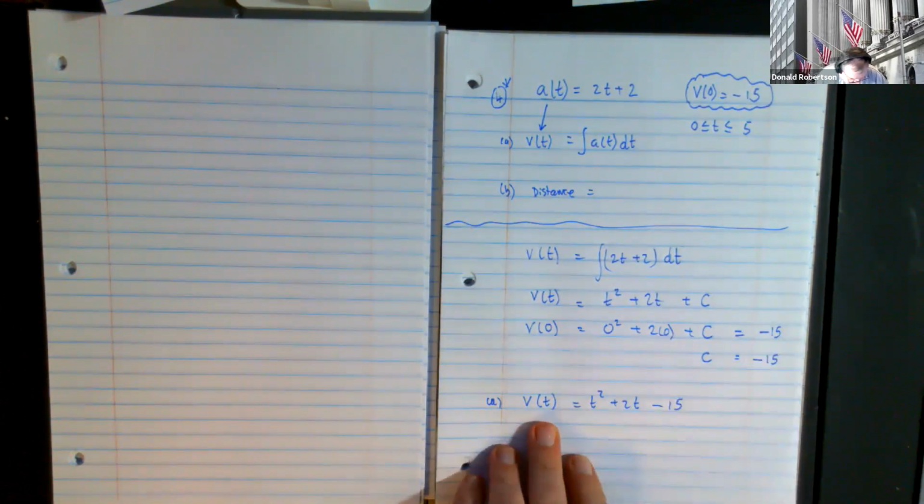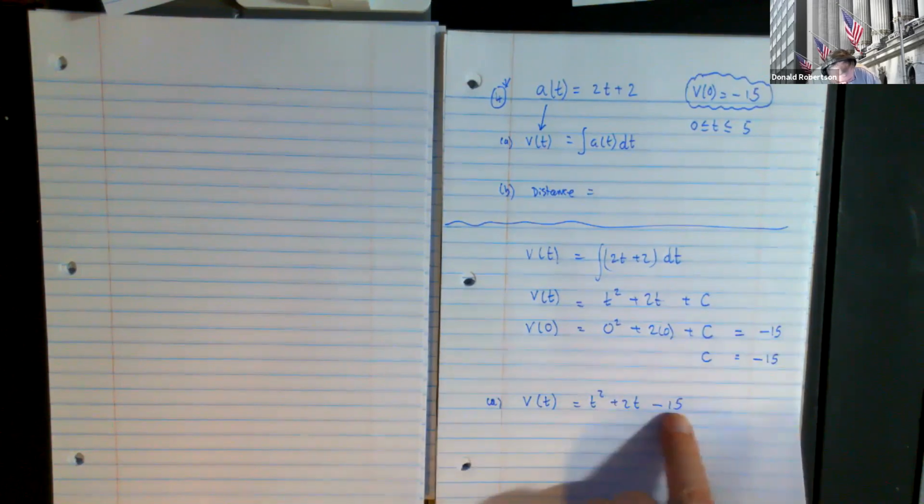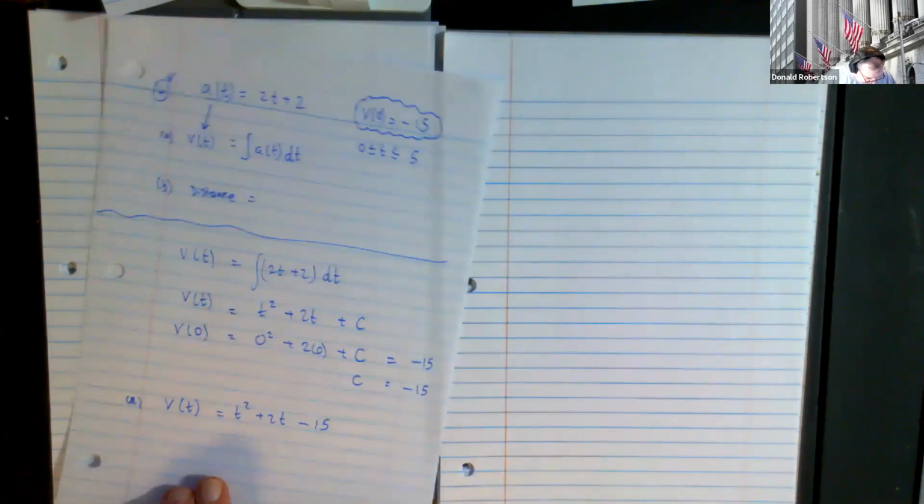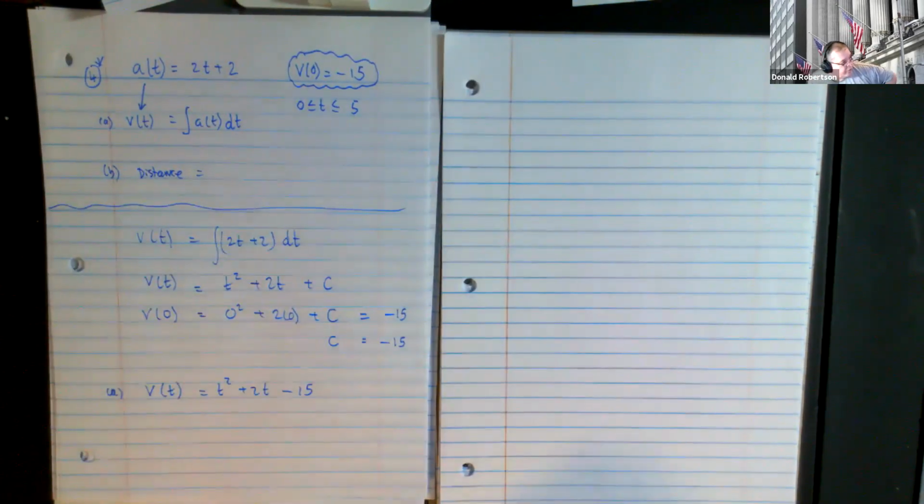As I said, very few people who did this question seem to have trouble with that. It's part B now. This is the full wording of it. Find the distance traveled during the given time interval, which is this here.